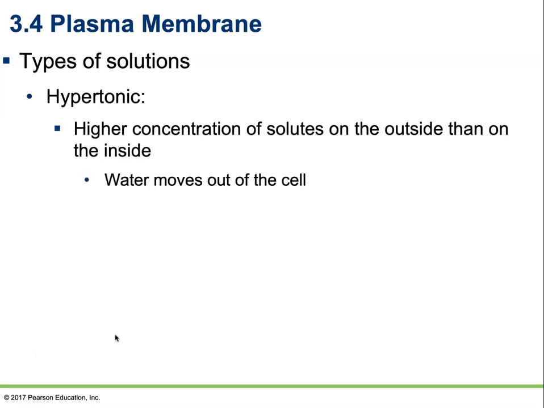What we'll find is that water is going to rush out of the cell in order to equilibrate. We want the concentration on the inside of the cell to be the same as the concentration on the outside of the cell, so we're going to try and reach equilibrium by water rushing out of the cell. This is going to cause the cell to shrivel up.